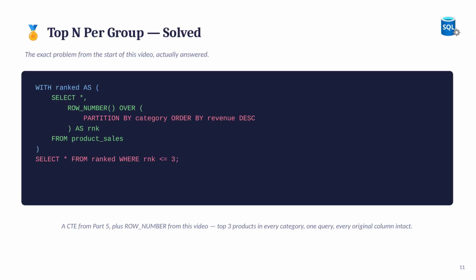Let's go back and actually solve the exact problem we opened this video with: top n per group. We wrap a CTE from part 5 around a row number from earlier in this video, partitioned by category, ordered by revenue descending, then simply filter the outer query for rank less than or equal to 3. 1 CTE, 1 window function, and you get the top 3 products in every single category, with every original column, product name, order ID, everything still fully intact.